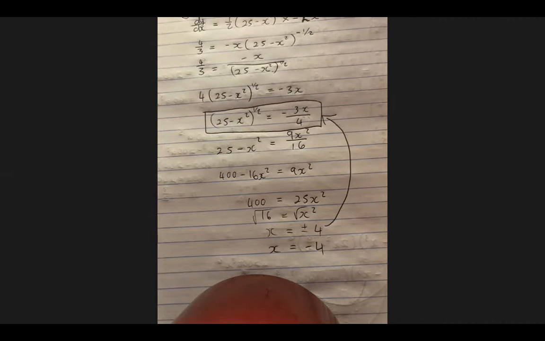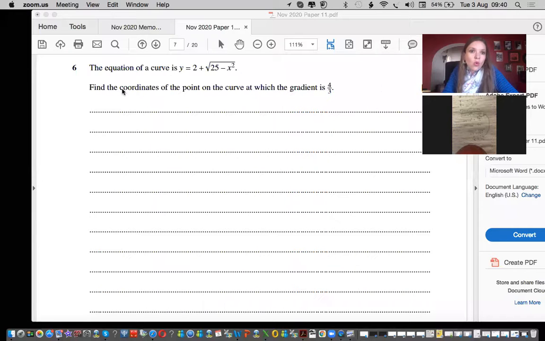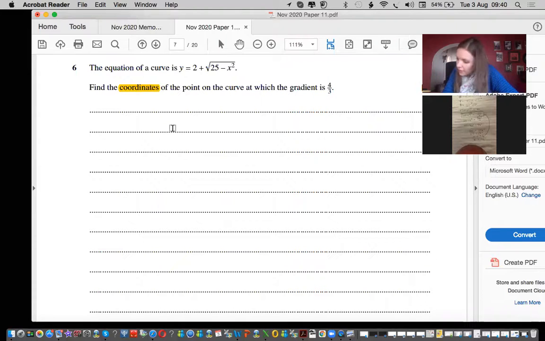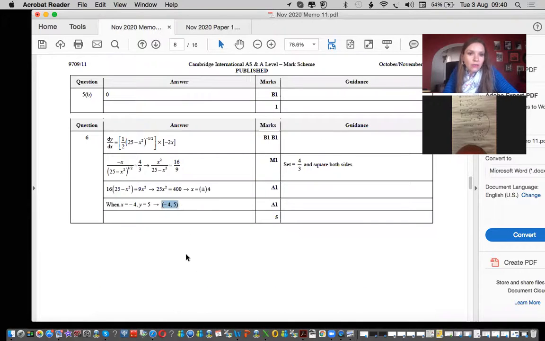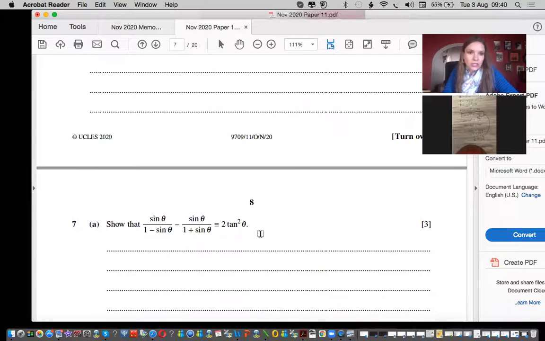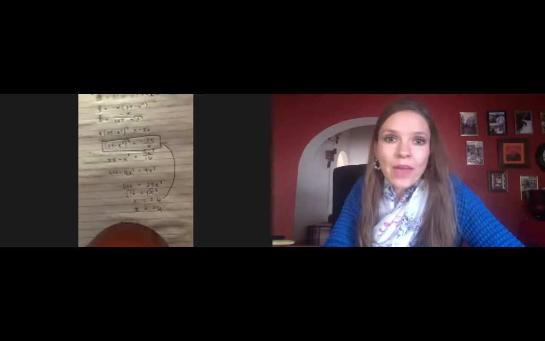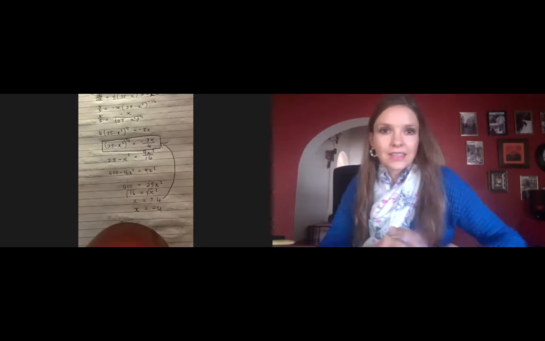And then to get full marks, they do ask you for coordinates. Just want to show you that. Coordinates, which means I want X and Y. So then you just sub that negative 4 back into X, and then you find your Y. Check there. If you sub it in, you will get 5. Okay, good. That was 6. So that's basically half the paper done, sorted.